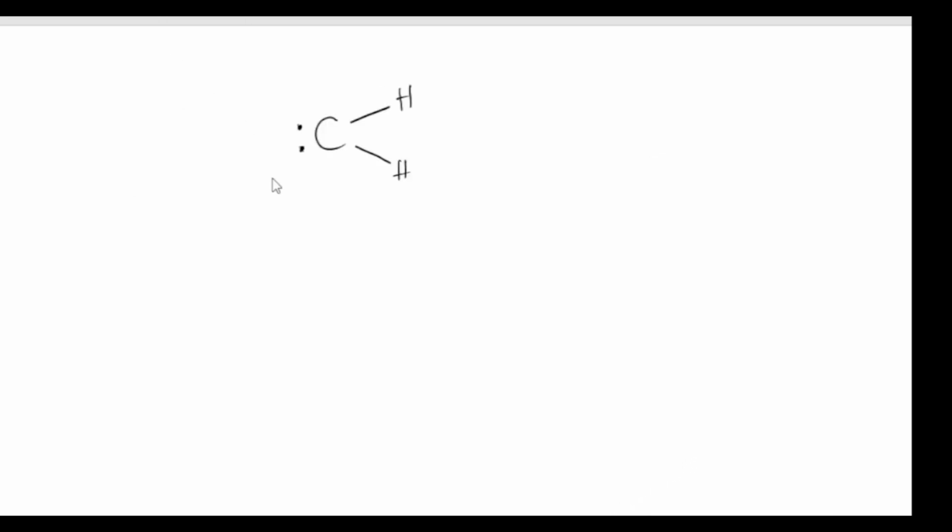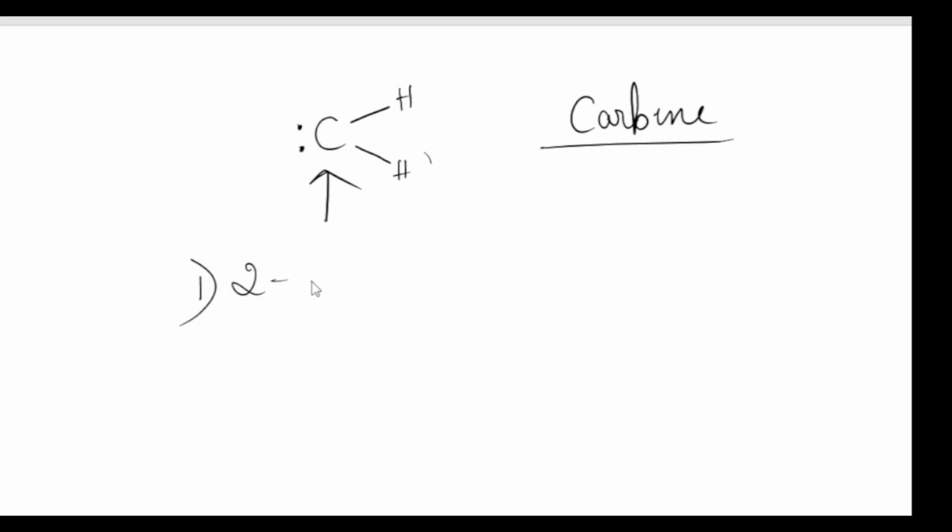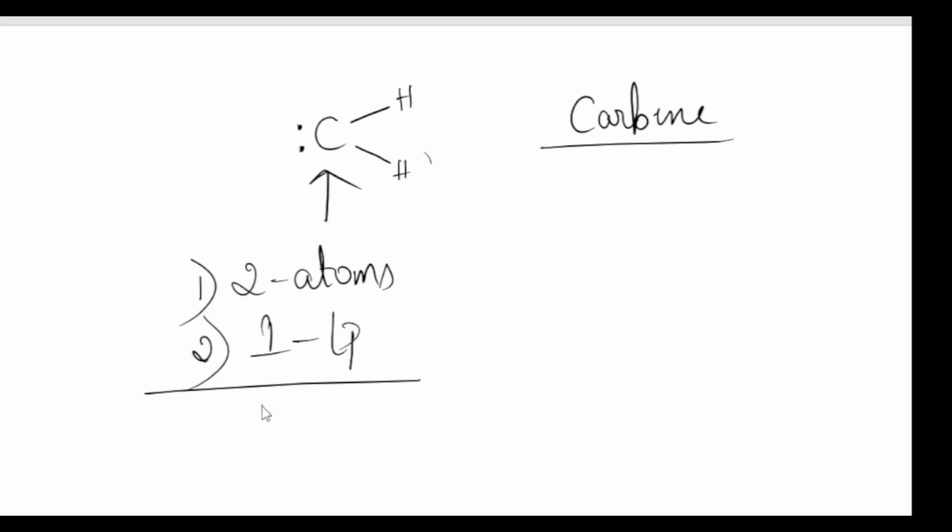Now, this is also an intermediate. This is carbene. Now, I want to know the hybridization of this carbon atom. To how many atoms is this carbon attached? Two hydrogens. That's why in the first case it is attached to two atoms. And is any lone pair there? Yes, we can see one lone pair. Total it will become 3. If 3 is there, it is sp2 hybridization.